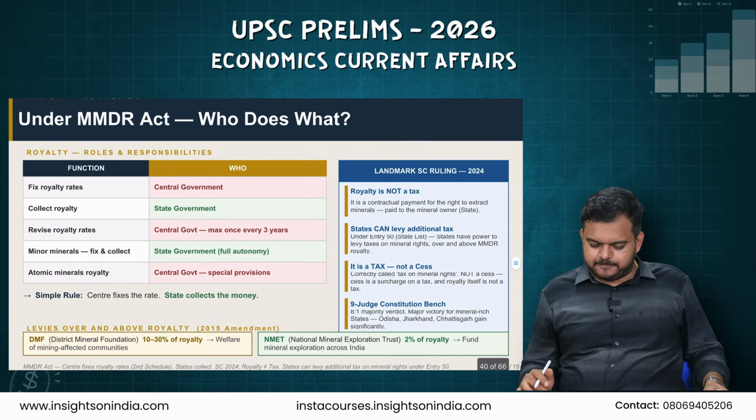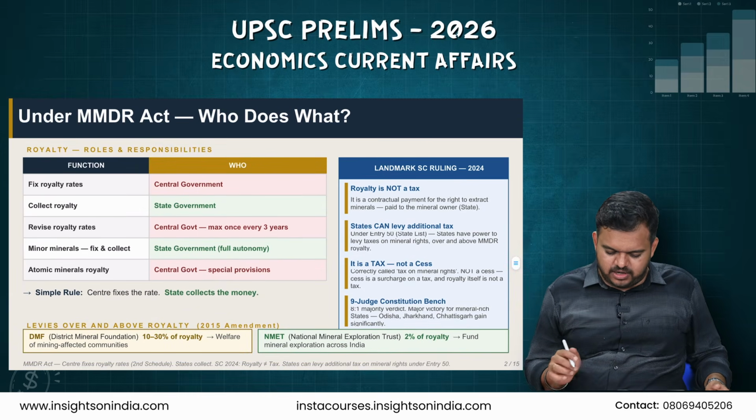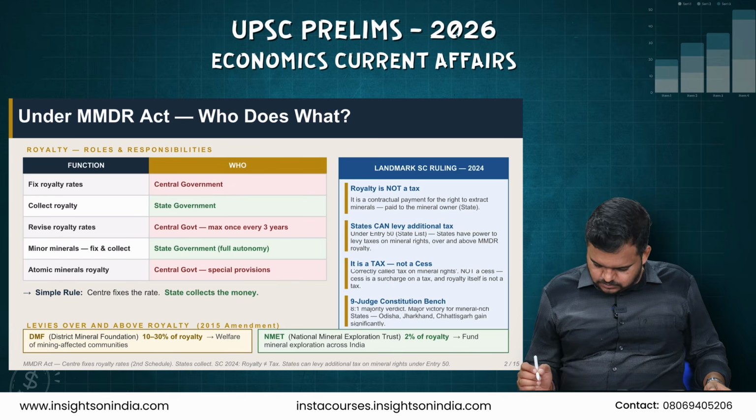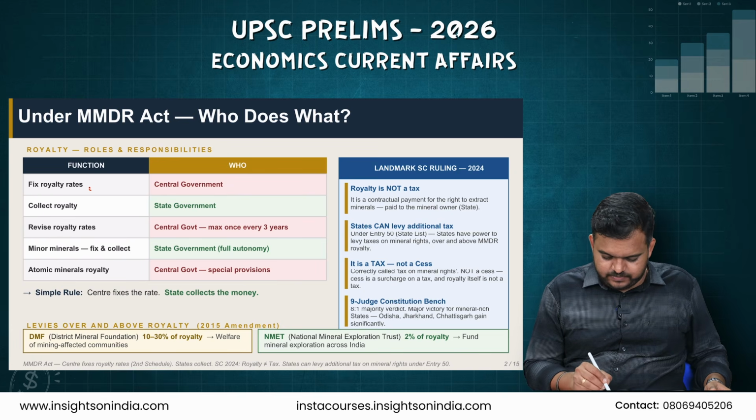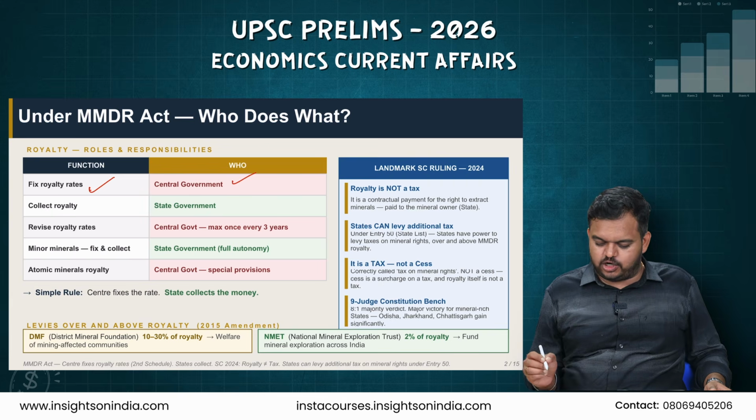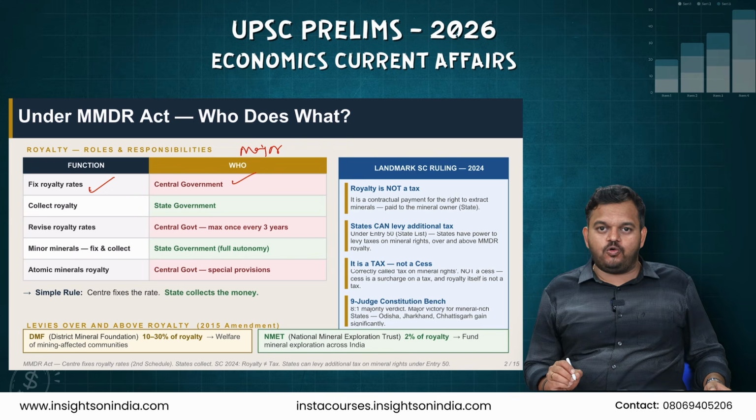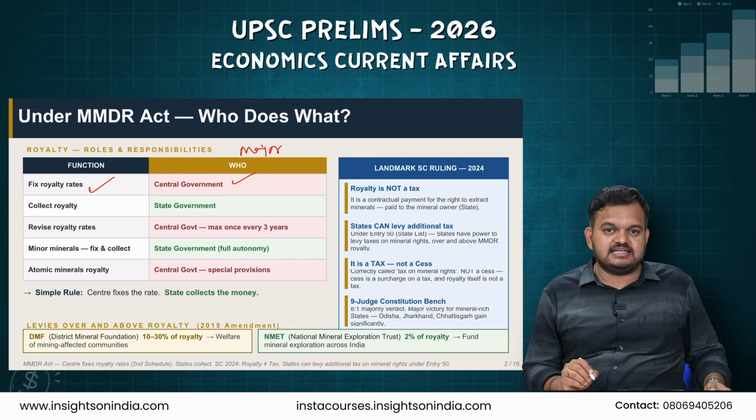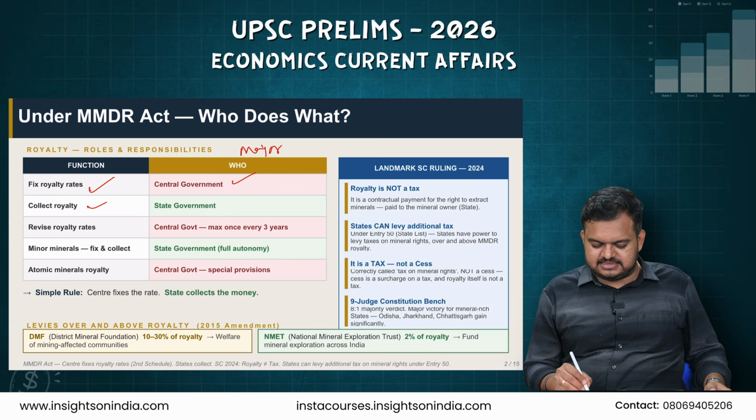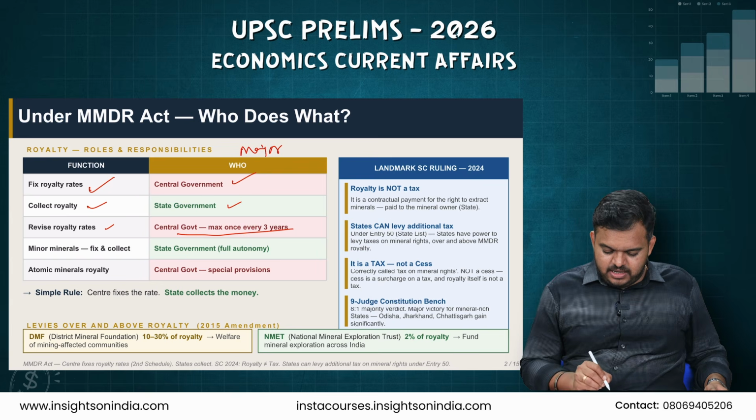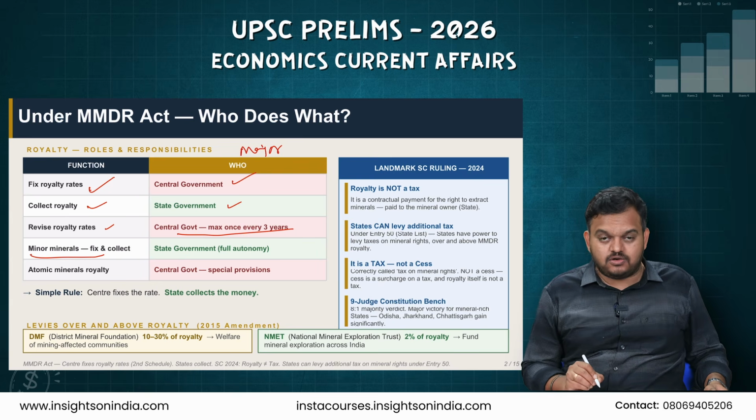So to summarize, under the MMDR Act, who does what? Who fixes the royalty when you talk about major minerals? It is the central government. Who collects it? State government. Who can revise? Again, central government, maximum once in 3 years. When you talk about minor minerals, who will fix and collect both? It is the state government.